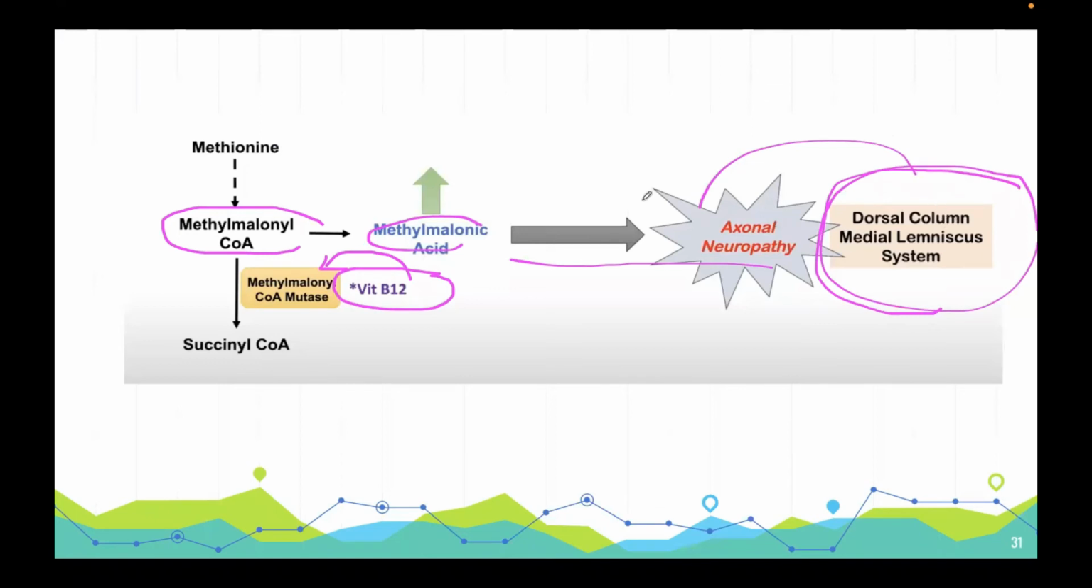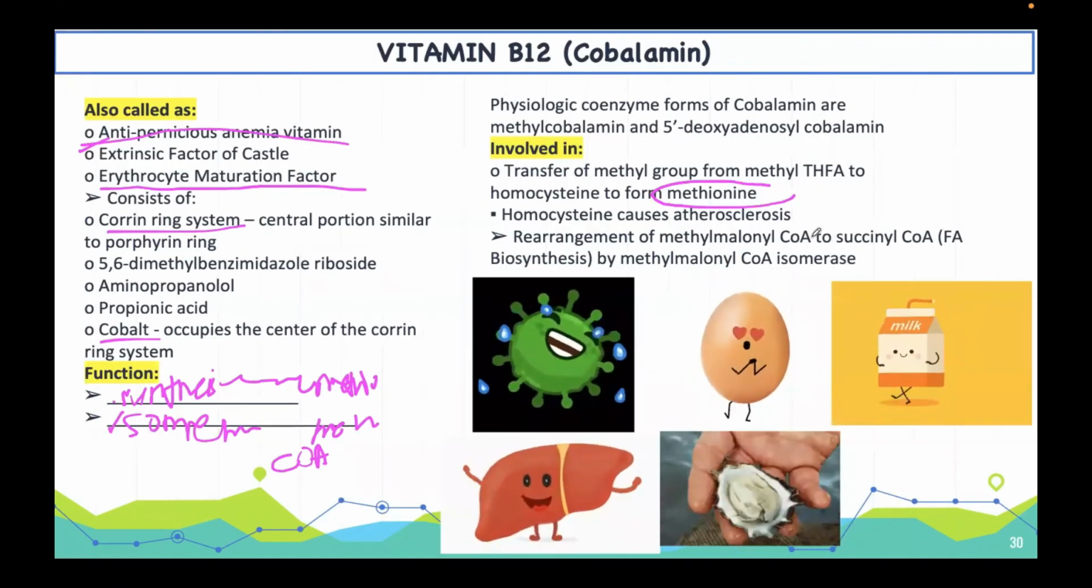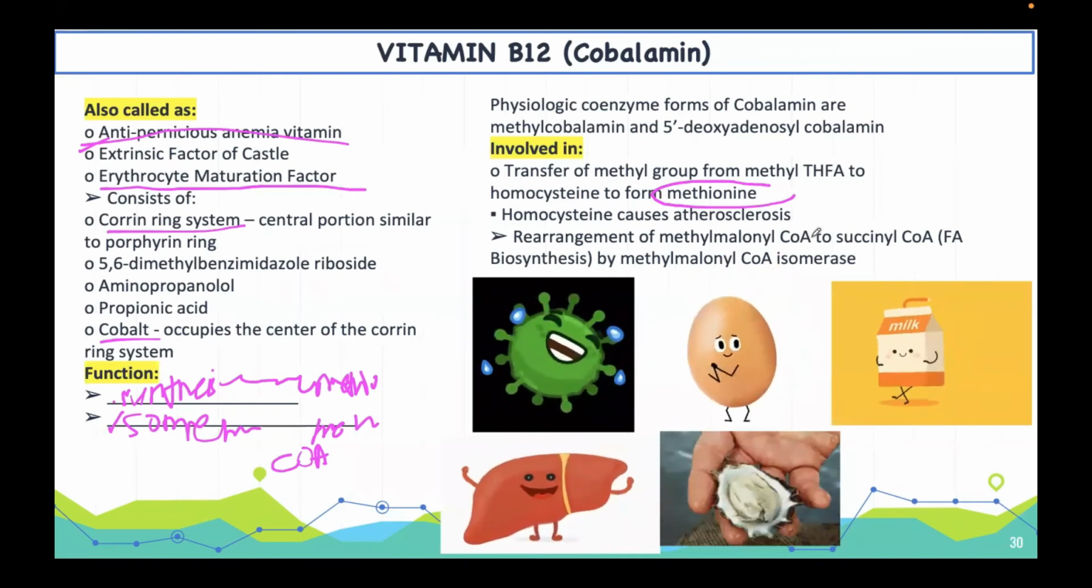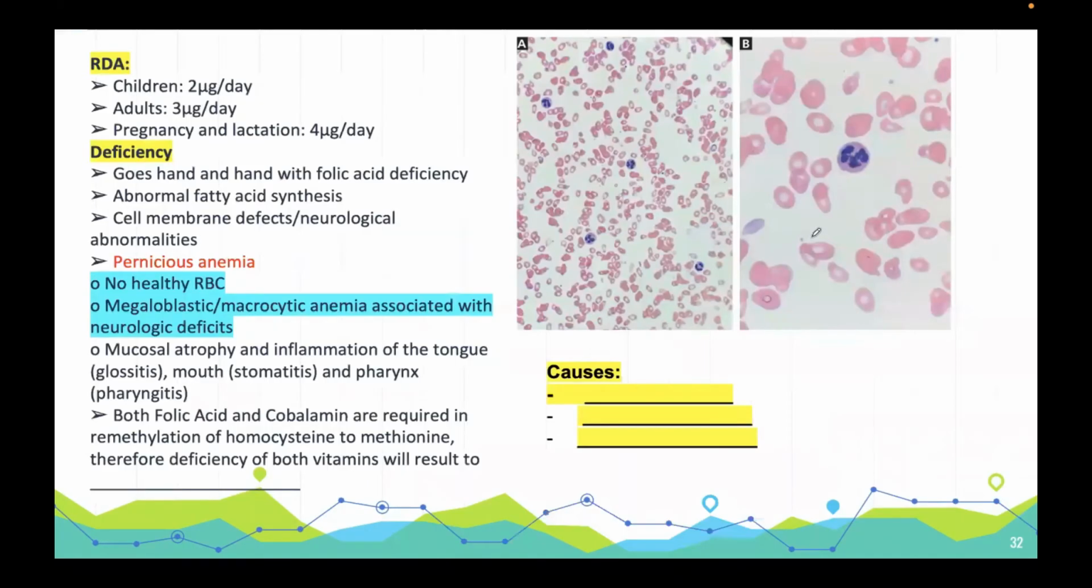Okay, itong axonal neuropathy natin, it is an irreversible neurological symptom. So, yun po yung kanyang manifestation and the clinical feature kung bakit nakaka-apekto yung deficiency ng inyong vitamin B12 or your cobalamin in the neurological aspect natin. Other than that, the recommended dietary allowance for your cobalamin is for the children 2 micrograms per day, for your adults 3 micrograms per day, and then mas mag-i-increase po talaga siya pag mga pregnant or lactating yung ating mga patients. So, dapat 4 micrograms per day.